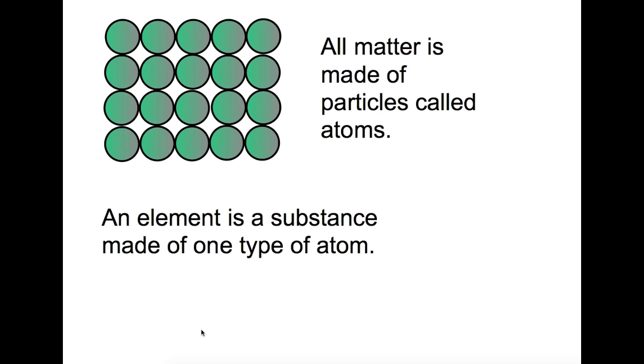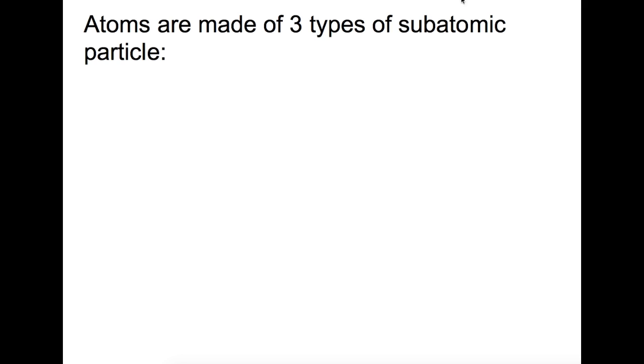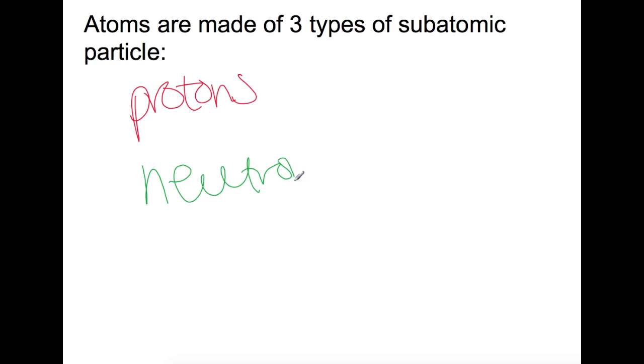An element is a substance which is made up of only one type of atom, as is shown in this picture here. All atoms are made of three subatomic particles. The three subatomic particles are called protons, neutrons, and electrons. We're going to use these colour codes for the protons, neutrons, and electrons as we move through the video.